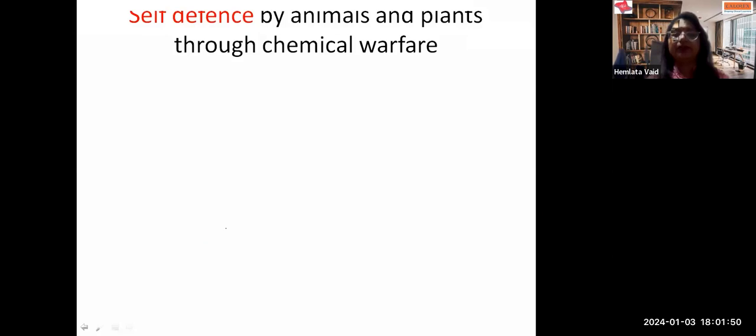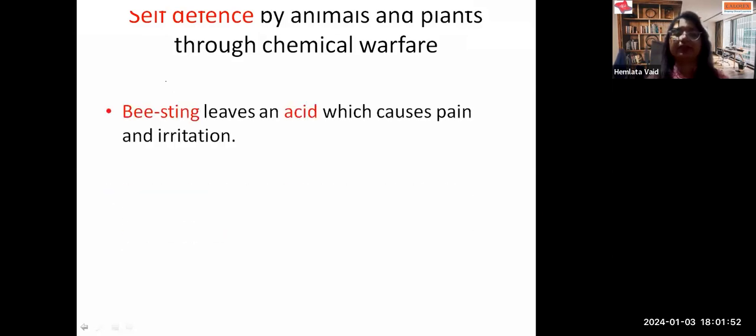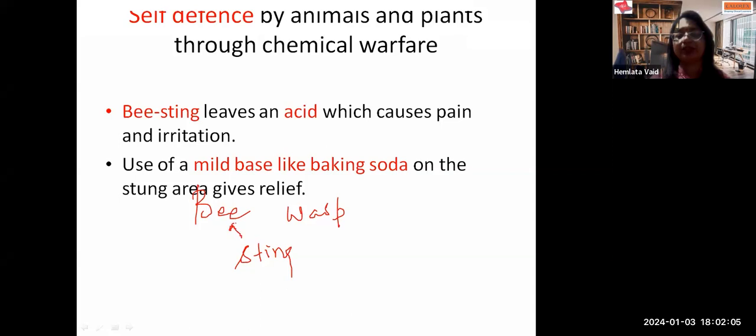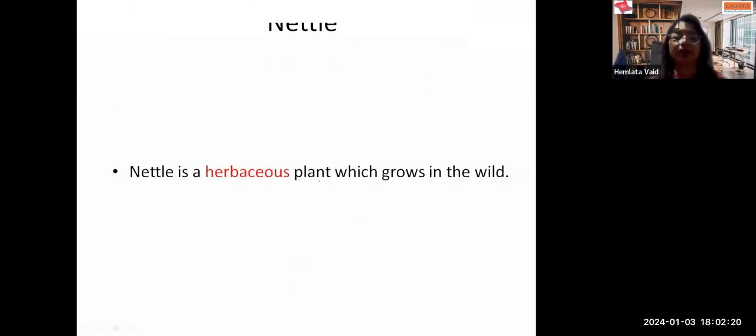And the last topic of the day is self-defense. There are certain insects like bee and wasp. They have a sting which contains acid. A bee sting has methanoic acid. HCOOH is the acid. That's why it gives itching and irritation, right? So the remedy is you should apply a mild base like baking soda on it.